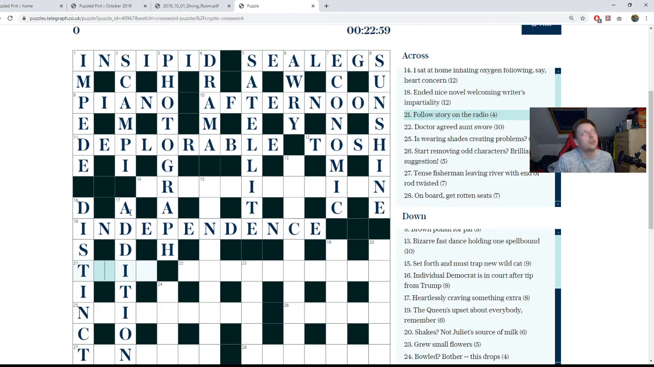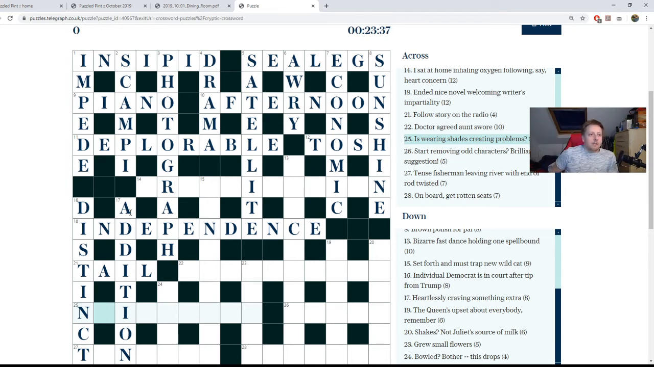21. Follow story on the radio. Yep, happy with this one. Give it a few more seconds. So on the radio here is telling you that it's going to be an audio clue. A story could be a tale, and if you follow someone, you tail someone. And thankfully, it's not ambiguous which one we have to enter.